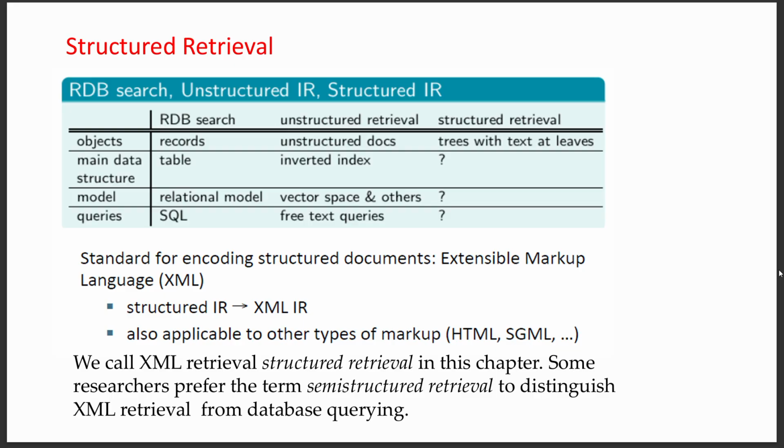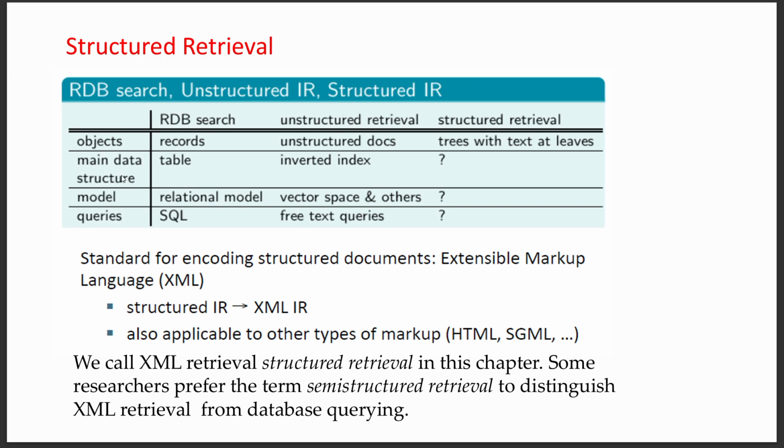Now coming to the comparison between RDB search, unstructured retrieval, and structured retrieval. In RDB search, objects are records. In unstructured retrieval, objects are unstructured documents. In structured retrieval, objects are trees with text at the leaves. We will see that XML retrieval is an example of structured retrieval. Then how does XML retrieval look? I'm going to tell you in the upcoming parts.